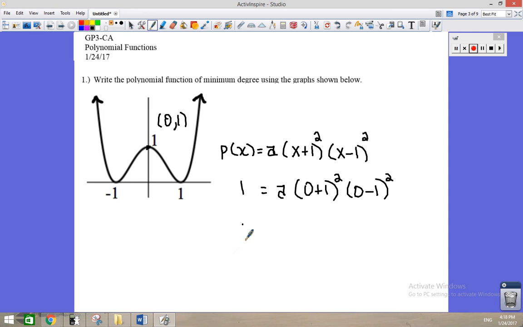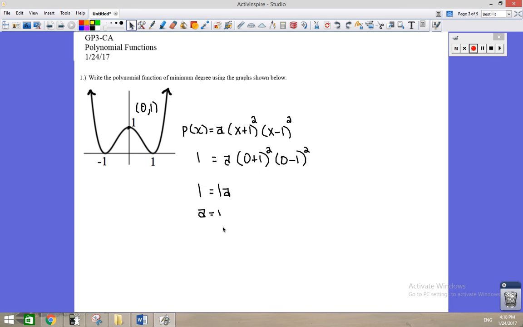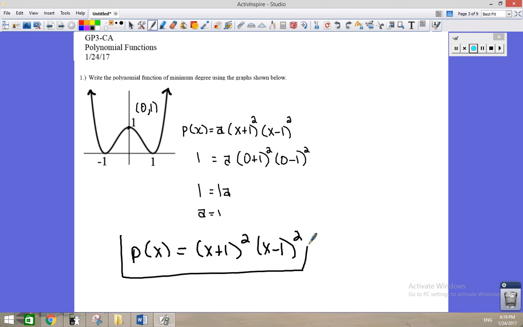I should get 1. So on the right-hand side, negative 1 squared is 1. 1 times 1 is 1. I just have 1 times a equals 1. Well, hey, a has to equal 1. So let's write our final answer. Now I'm glad that it's positive because it's going up to the right, and I knew the leading coefficient would be positive. So p of x is equal to just x plus 1 quantity squared times x minus 1 squared. You can put the 1 there if you want, but it's implied. So here's my final answer for part C in problem 1.